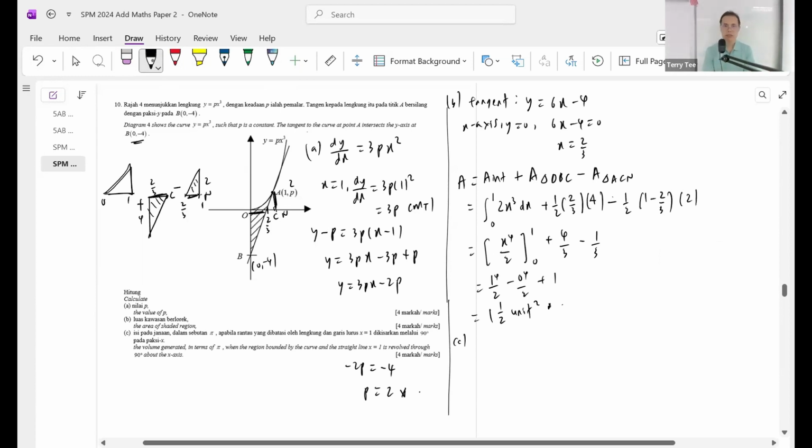Okay, lastly, volume generated when the region bounded by the curve and x equals 1 is revolved 90 degrees about the x-axis. Okay, let me rub this off. Area bounded by the curve. This is your curve. X equals to 1. This x equals to 1, right?